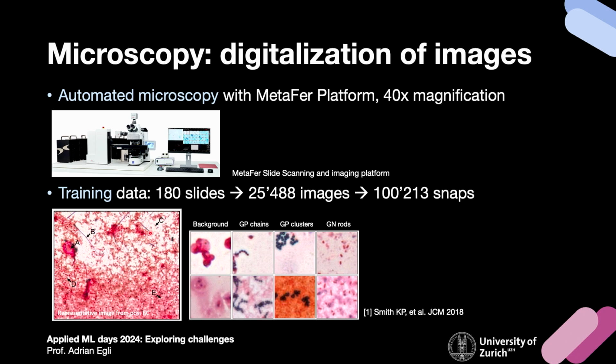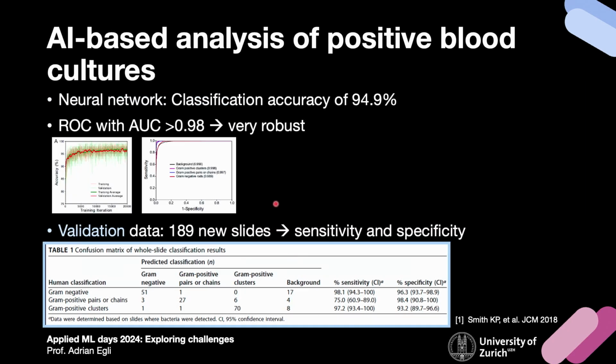Now, in this paper, what they did is they trained the system with 180 slides, so not too much. And then you can see here the different features or the different images that they use. So, for example, this is background. Here you can see gram-positive chains. You have here gram-positive clusters, and here you see gram-negative rods. So these are bacteria. And then the system was trained in a neural network to recognize these different categories of bacteria in the microscope.